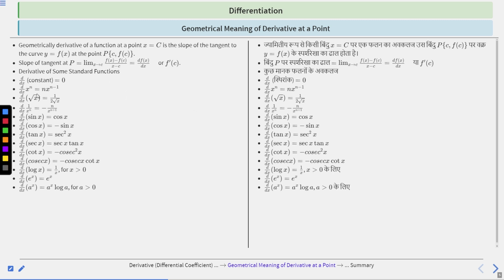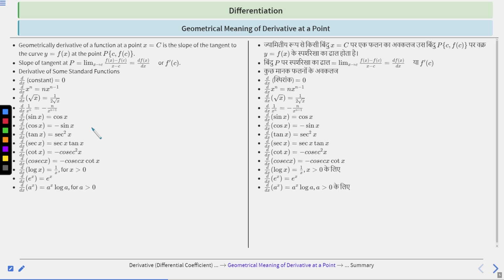For example, suppose we have x cube. Clear? So the derivative of x cube: here n is 3. Clear? So it will be n into x to the power n minus 1. That means 3 into x to the power 3 minus 1, that is 3x square. Clear? Okay.